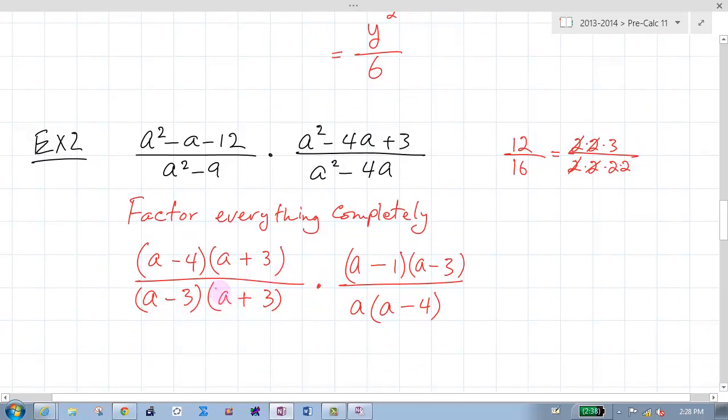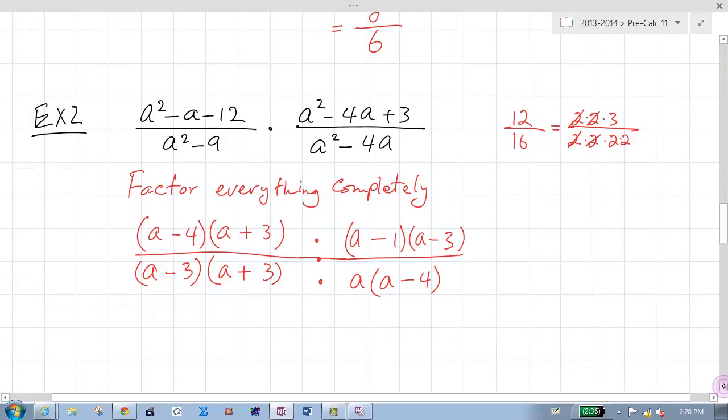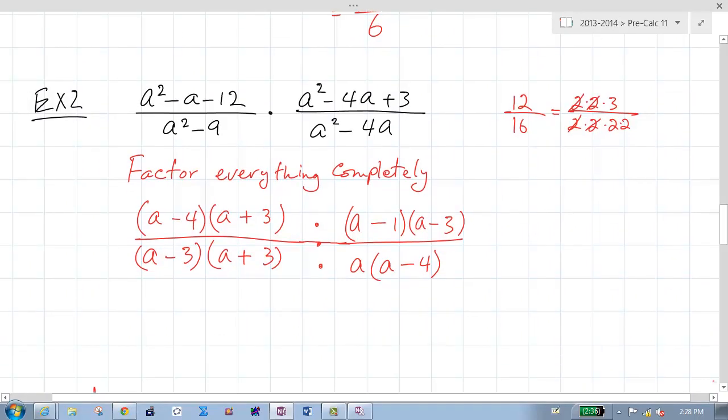Now I'm multiplying these two fractions to each other, so I have to multiply the numerators, and I have to multiply the denominators right across. So instead of rewriting all of this, I'm going to extend this fraction line and just say, okay, the numerators are multiplying and the denominators are multiplying. Now I'm going to look for common factors in the numerator and the denominator.